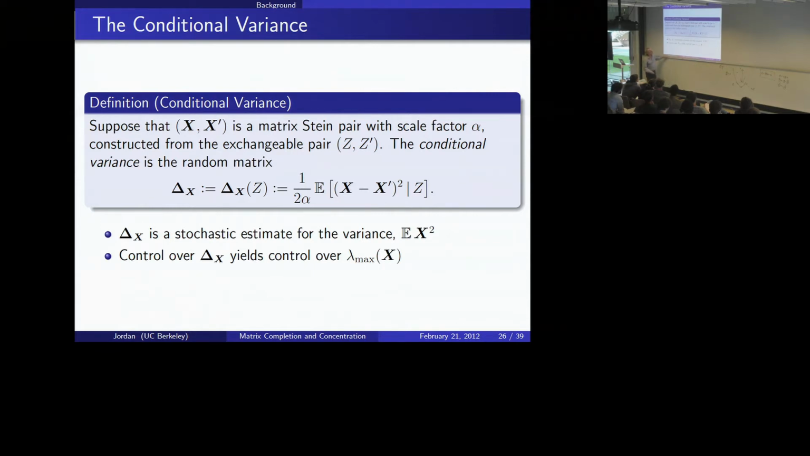What we're going to be able to do is show that if you can get control over this, that the variance is not blowing up, then you can get control over the tails of your random matrices. And that's very surprising. I'm claiming that just control over variance is enough to get control over all the tail probability. And that is the magic.